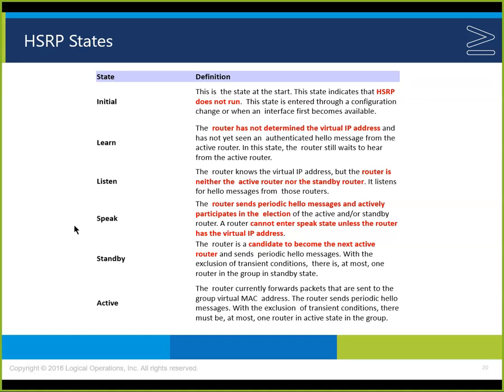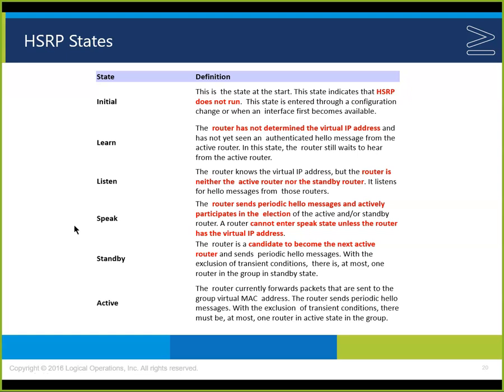So we have the initial, where HSRP does not run, the state entered through a configuration change or when an interface becomes available. The learn, the router has not determined the virtual IP address, and has not yet seen an authenticated hello message from the active router. The router wants to hear from the active router still. It's still learning about things. So listen, the router knows the virtual IP address, but is neither the active router nor the standby router. It's listening to the hello messages from those routers.